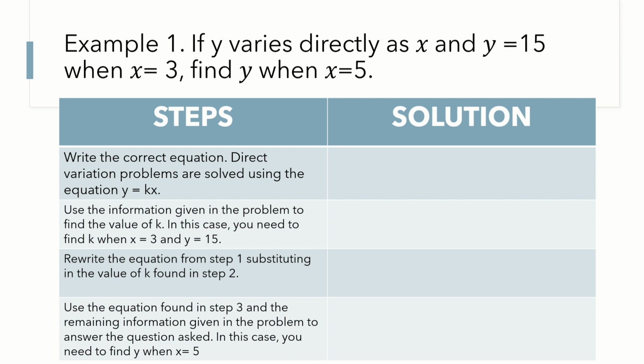Step number 1, we write the correct equation. In this problem, we have y varies directly as x. If we translate this to a mathematical equation, that is y is equal to kx. Next, use the information given in the problem to find the value of k. In this case, you need to find k when x is equal to 3 and y is equal to 15.